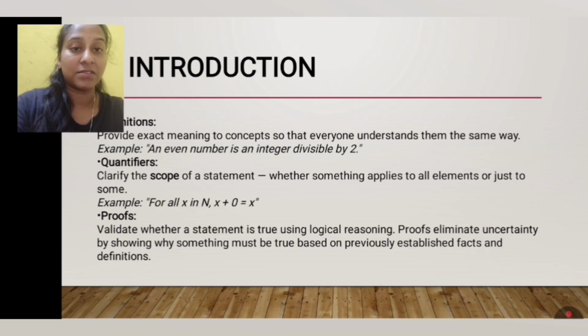Then quantifiers. Quantifiers clarify the scope of a statement, whether something applies to all the elements or just to some. For example, for all x in the natural numbers, x plus 0 equals x, where it applies to all the elements or just some of the elements. Proofs validate whether the statement is true using logical reasoning. Proofs eliminate uncertainty by showing why something must be true based on previously established facts and definitions.